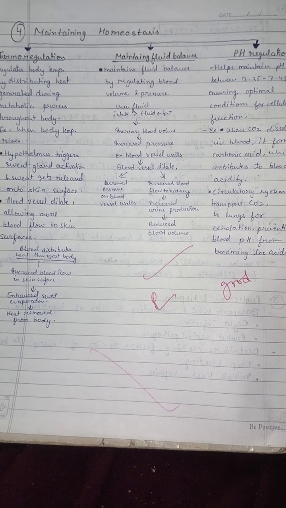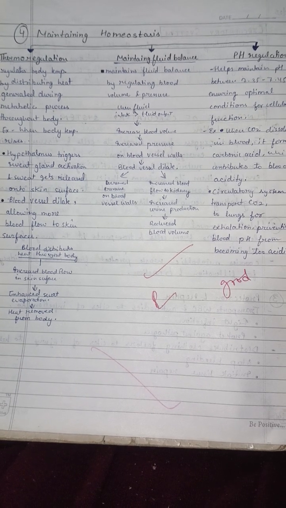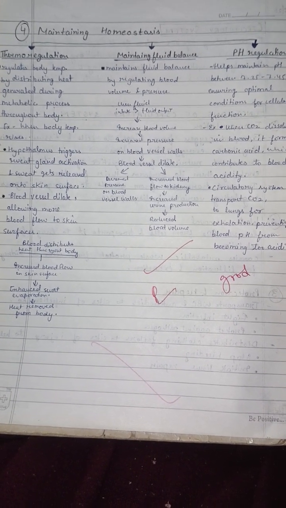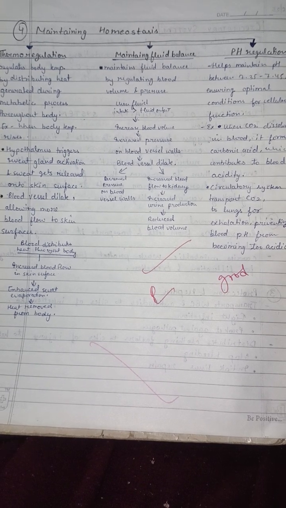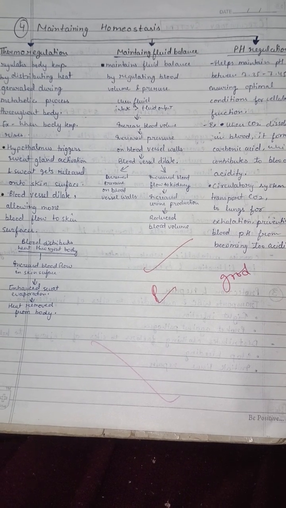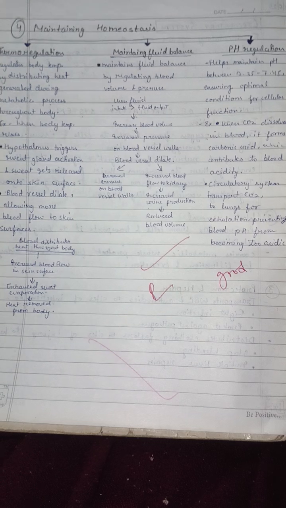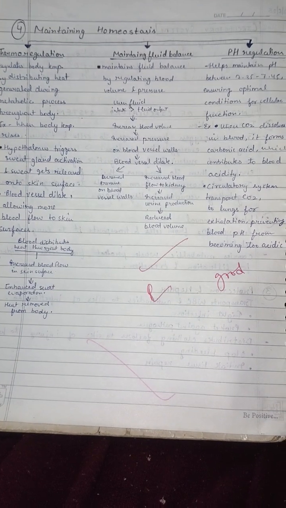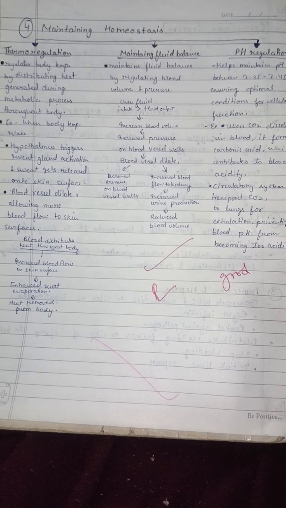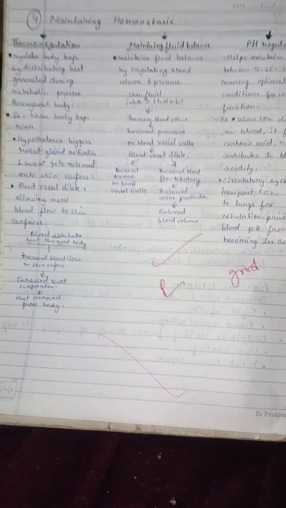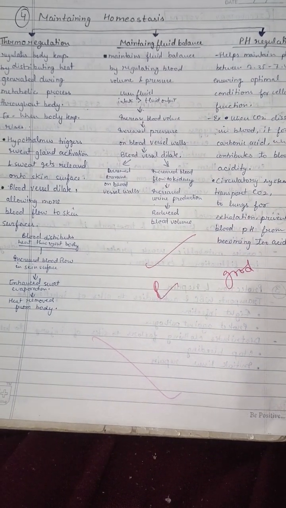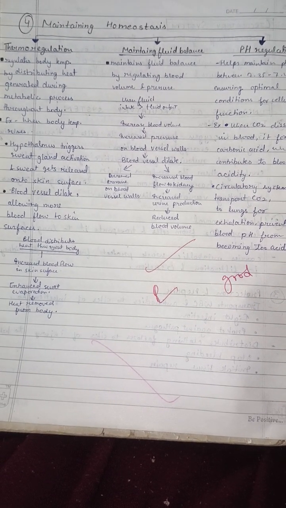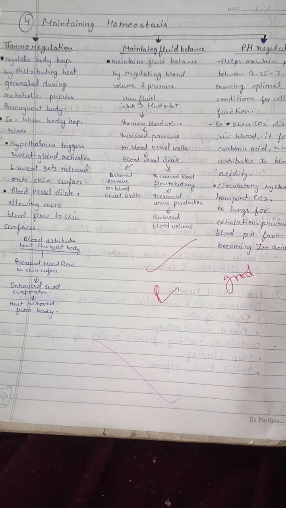And the last but not the least function is maintaining homeostasis. Homeostasis helps to regulate our body temperature in comparison to the environment or atmosphere. Homeostasis is achieved by thermoregulation, maintaining fluid balance, and pH regulation. In thermoregulation, as I said, it regulates body temperature by distributing the heat generated during metabolic processes throughout the body.